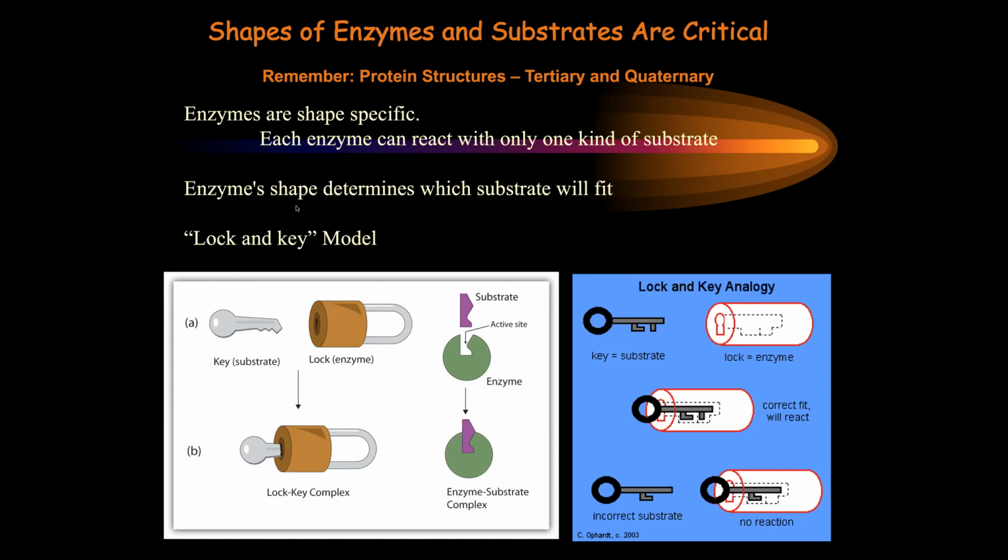So an enzyme's shape determines which substrate will fit. And this is often made analogous to a lock and a key. We imagine a lock being the enzyme and the key being the substrate. Then if the key fits the lock, it'll fit into the active site of the enzyme and a reaction occurs. But here on the right, if the shape is correct, it fits. If it's an incorrect shape, you see at the bottom, it doesn't fit and there's no reaction.